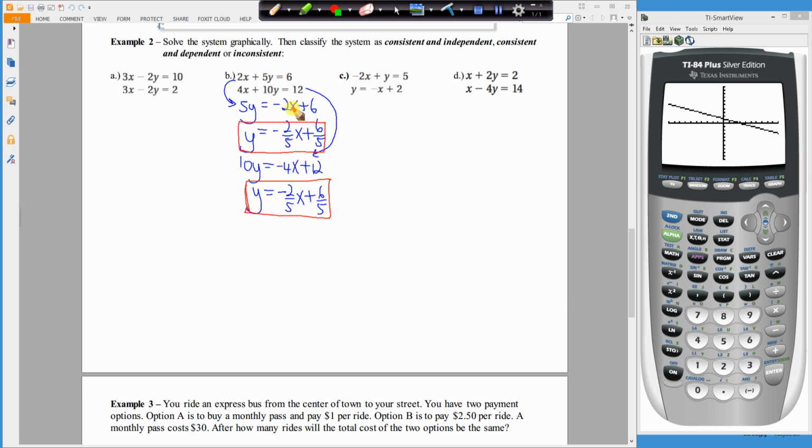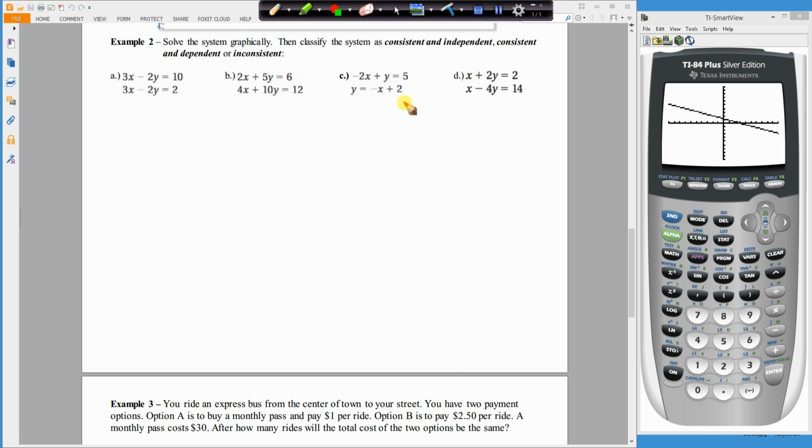So when this happens, you know that you have infinitely many solutions. Infinitely many solutions. And to classify this, this is called consistent and dependent. Consistent and dependent. Okay, all right, so that's that one.